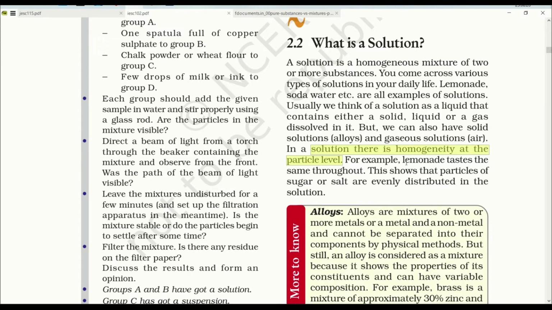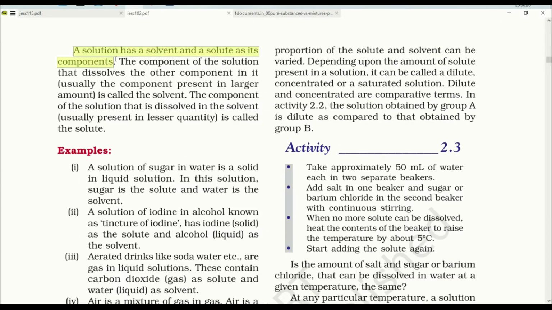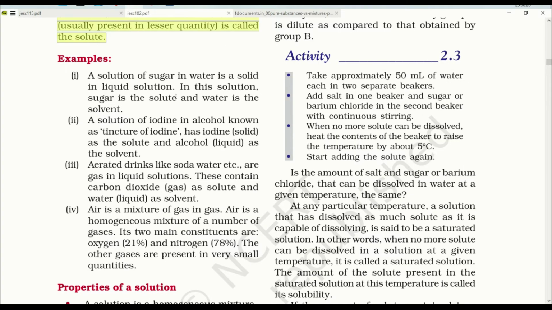Lemonade tastes the same throughout. This shows that particles of sugar or salt are evenly distributed in the solution. A solution has two parts, solvent and solute. The component of the solution that dissolves the other component in it is called the solvent. In the example of sugar solution, when sugar is added to water, water is the solvent because it dissolves sugar into it, and sugar is the solute. So there are two components in a solution, solvent and solute. An example given in the textbook: the solution of sugar in water is a solid in liquid solution.